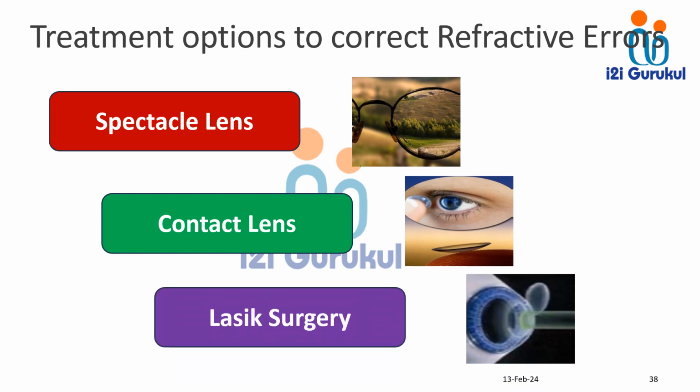And the third one is LASIK surgery, where you can mechanically modify the cornea, create a surface change on the cornea, and then treat with the LASIK surgery. These are the three treatment options, as of now, for the refractive errors of the eye.